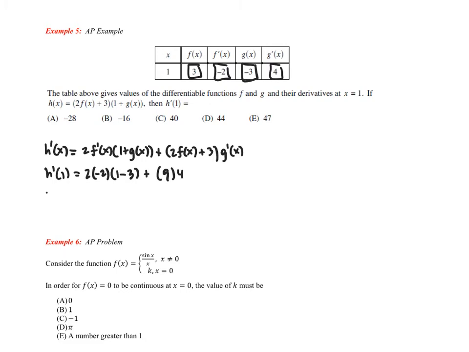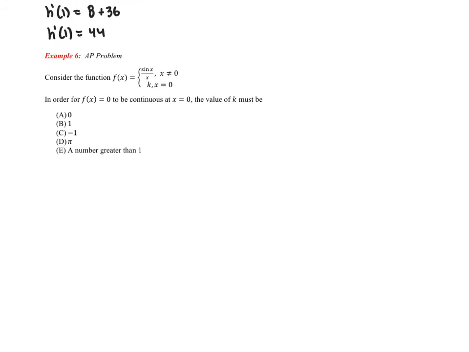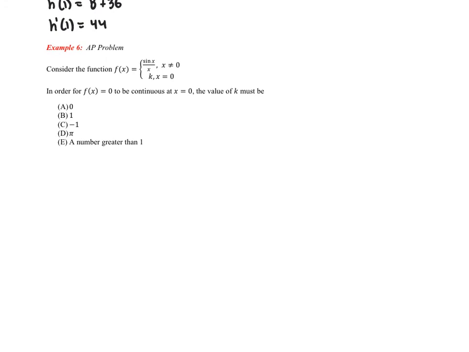So I will get h prime at 1 equivalent to, that'll be negative 4 times a negative 2, which will be 8, plus 36. It looks like h prime at 1, we'll see if our answer is present. It's 44, and I feel pretty darn good about that. Okay, let's continue. Another AP problem, consider this function.